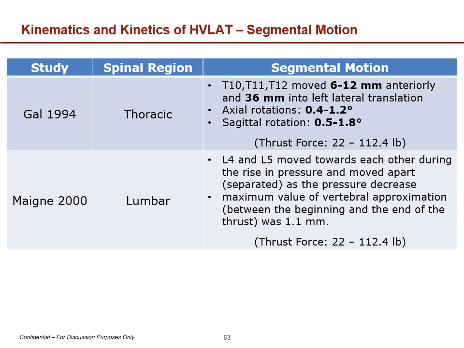Axial rotation and sagittal plane rotation were minimal. You can see the thrust forces were quite a range, but comparable to previous values that we've seen. The L4 and L5 moved towards each other during the rise in pressure and moved apart, or separated, at the pressure decrease. This is consistent with the mechanism and phenomenon that was discussed in some of the earlier parts of the pre-lecture material, where you get a gapping of the facets or separation of the vertebral bodies. Maximal vertebral approximation between the beginning and the end of the thrust was 1.1 millimeters.